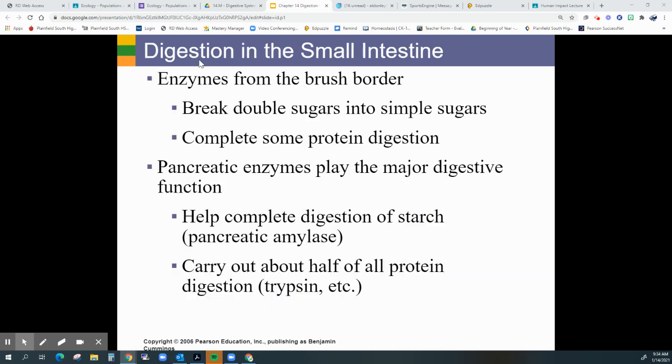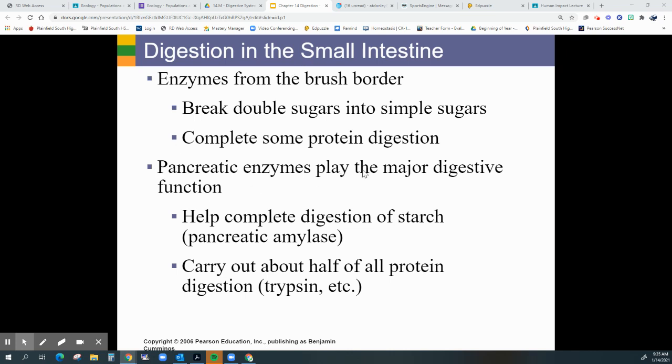Inside of the small intestine, we have several different enzymes that work. These enzymes are being produced by the brush border. These are the ends of the villi, the microvilli, and they do a couple of different things. They're there to help break down both sugars as well as proteins. So we're breaking down proteins and sugars really specifically here in the small intestine.